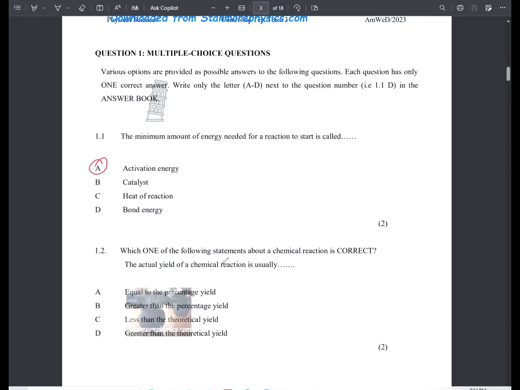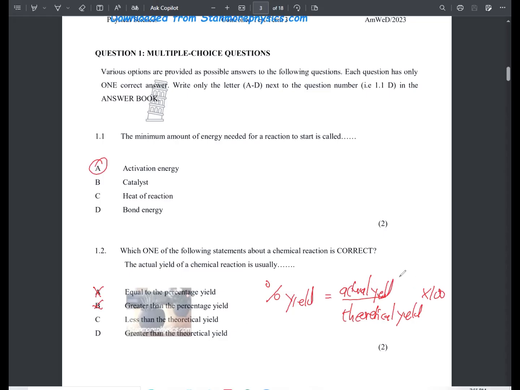Now 1.2 says which one of the following statements about a chemical reaction is correct? The actual yield of a chemical reaction is usually A, equal to the percentage yield, B, greater than the percentage yield, C, less than the theoretical yield, or D, greater than the theoretical yield. Now, if we do a recall of the formula here, we know that percentage yield is equal to the actual yield over the theoretical yield, and then multiply that by 100.